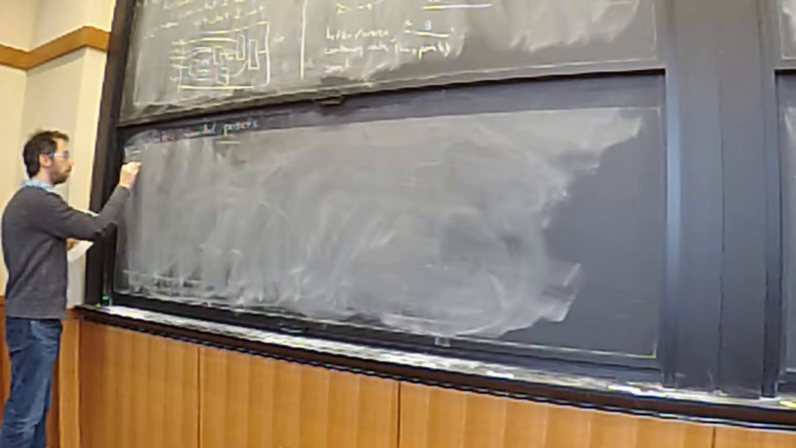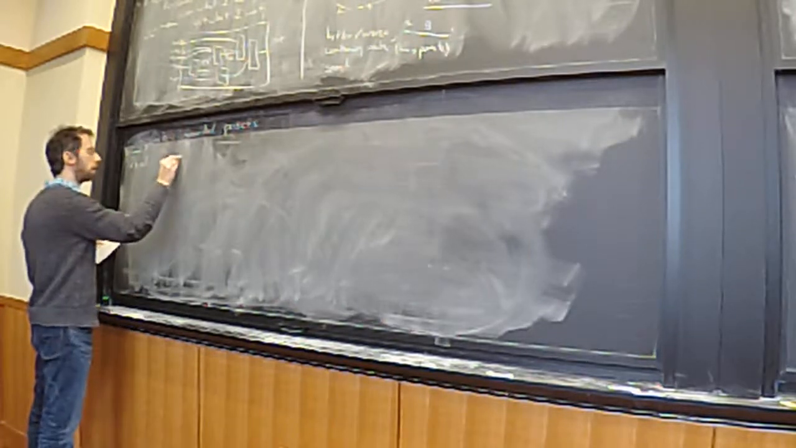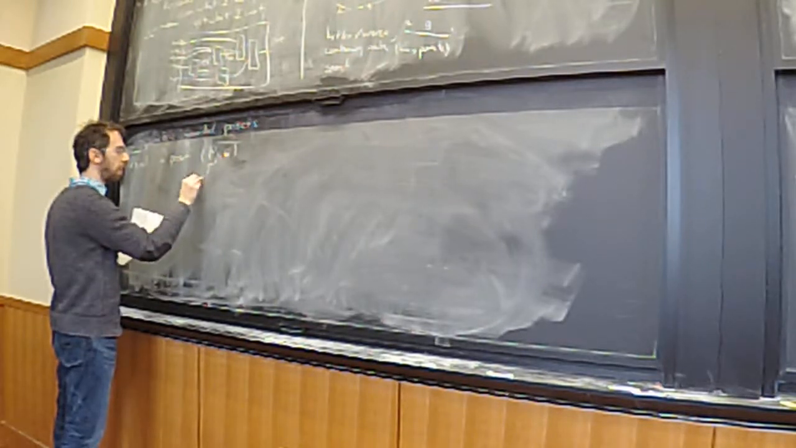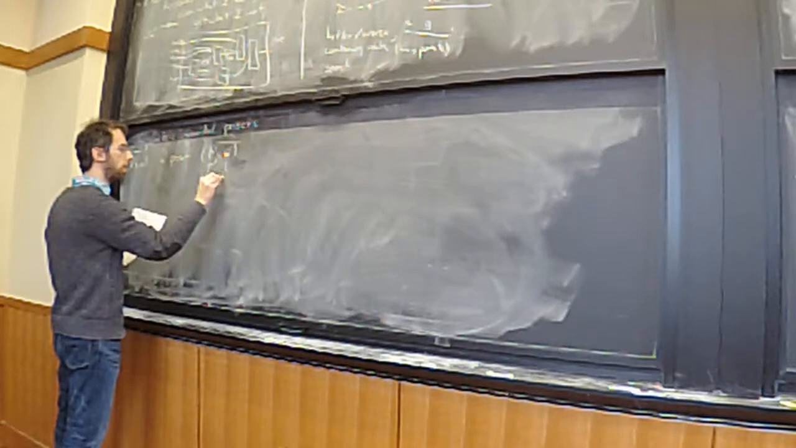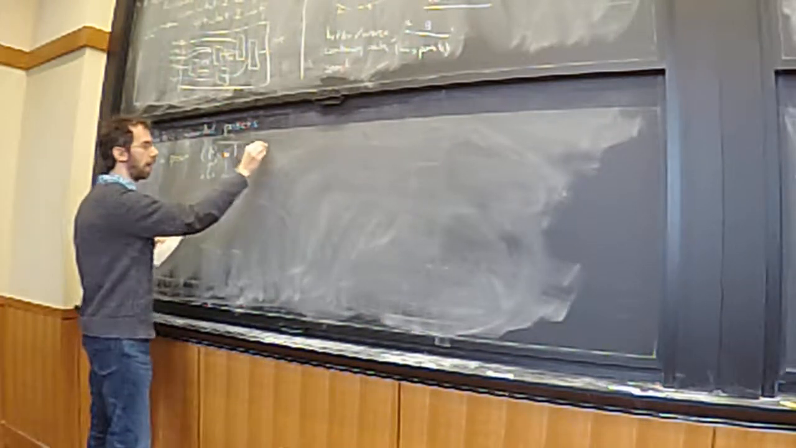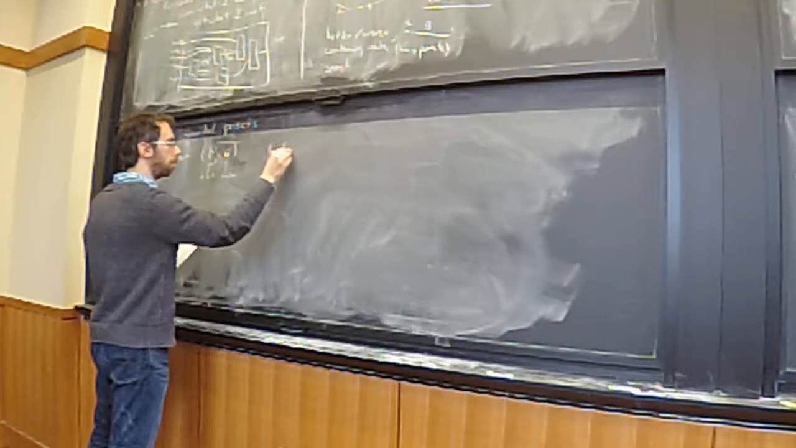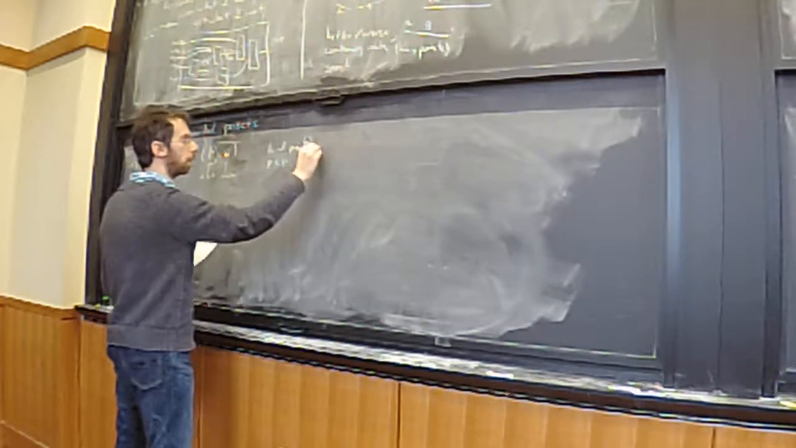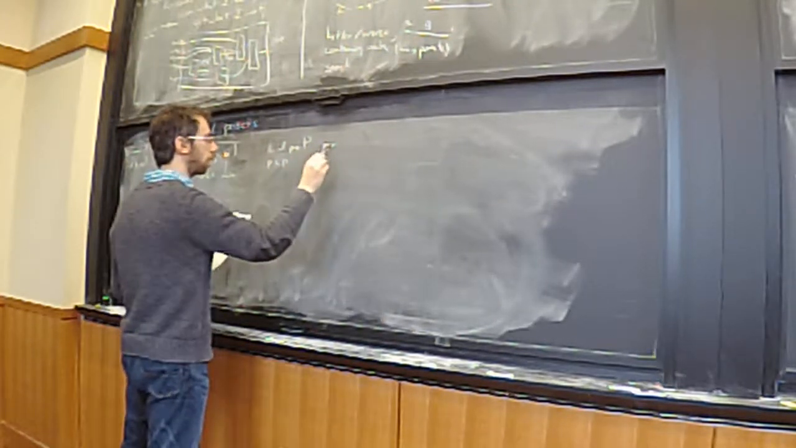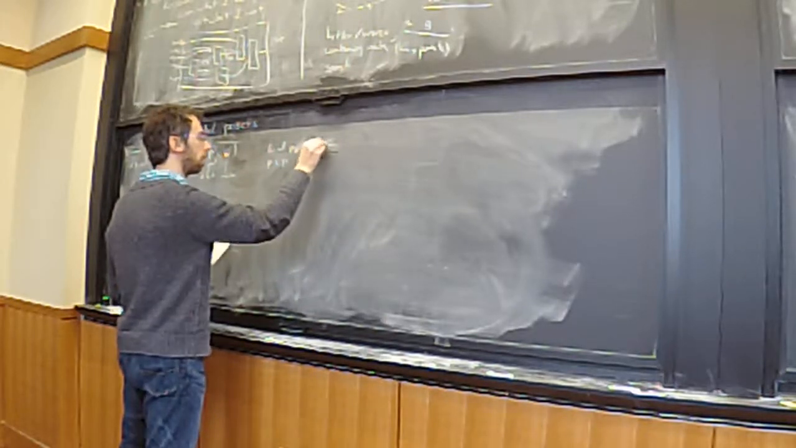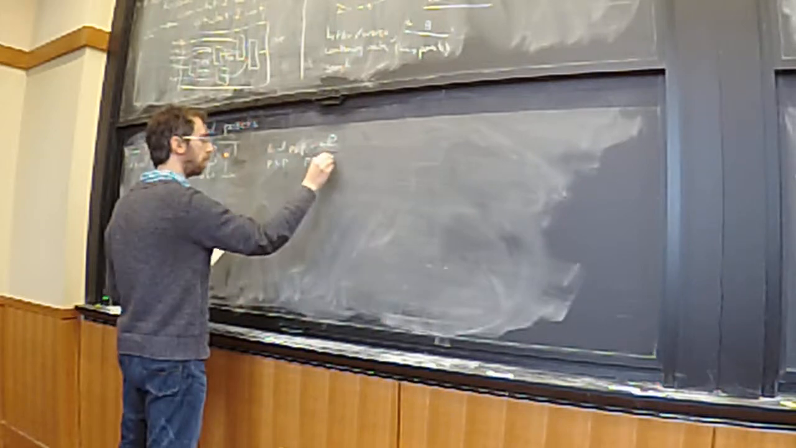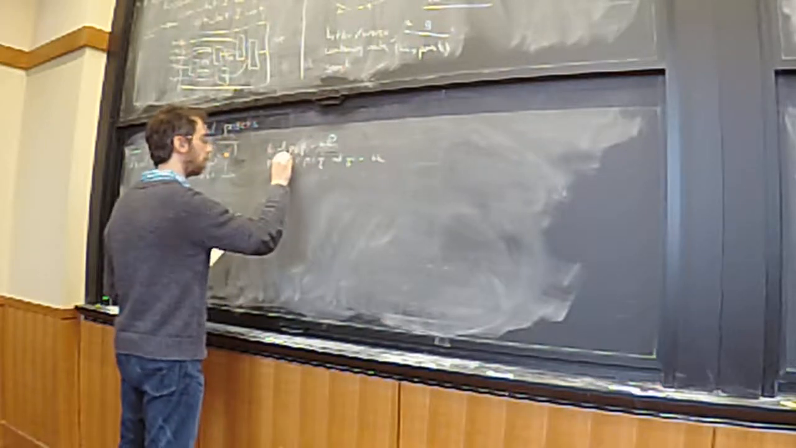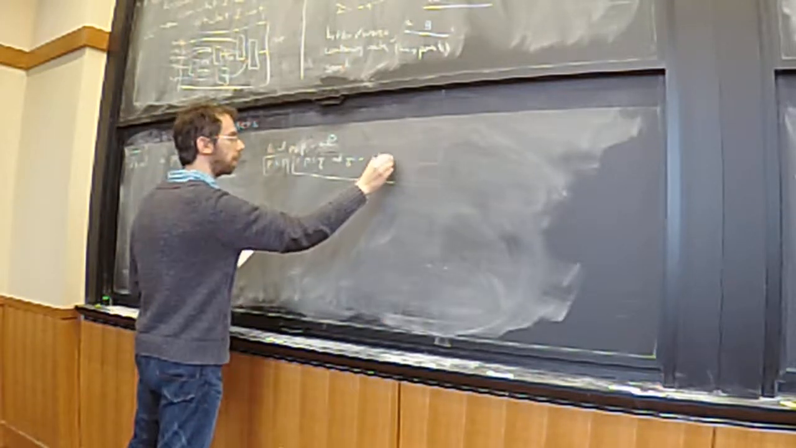So recall that a poset is just two pieces of structure. It's a set and a relation, where for all P, P is less than or equal to itself, and if P is less than Q and Q is less than R, then P is less than R.